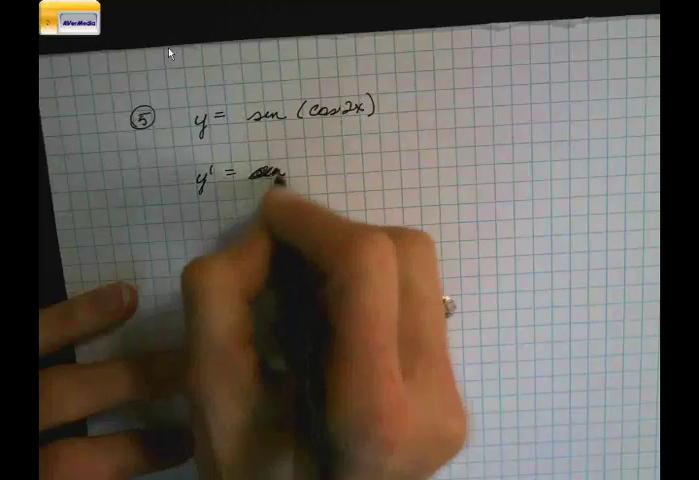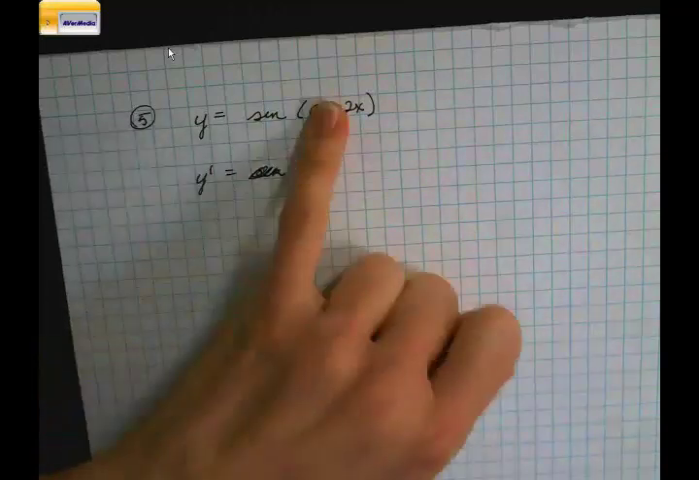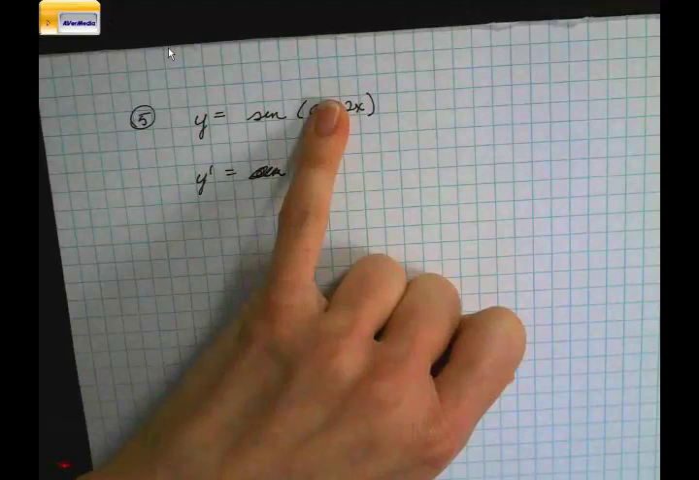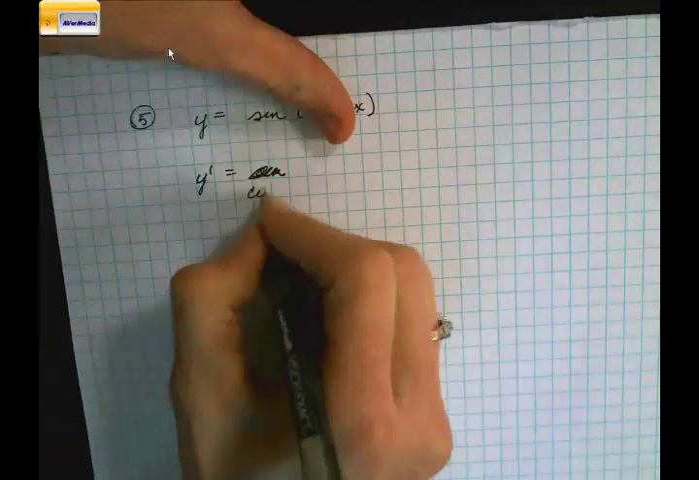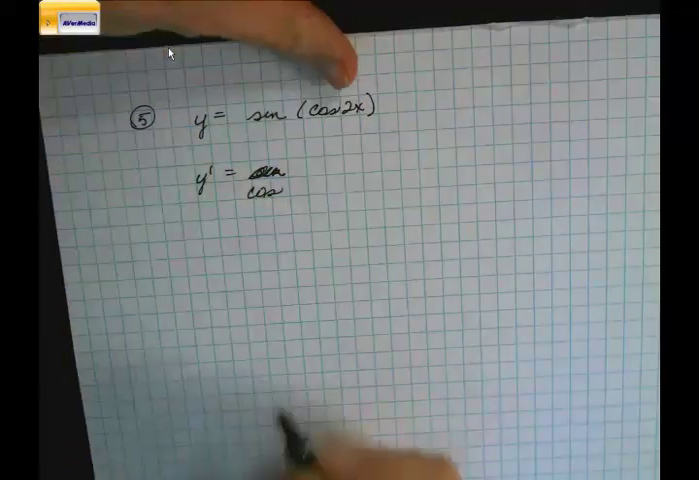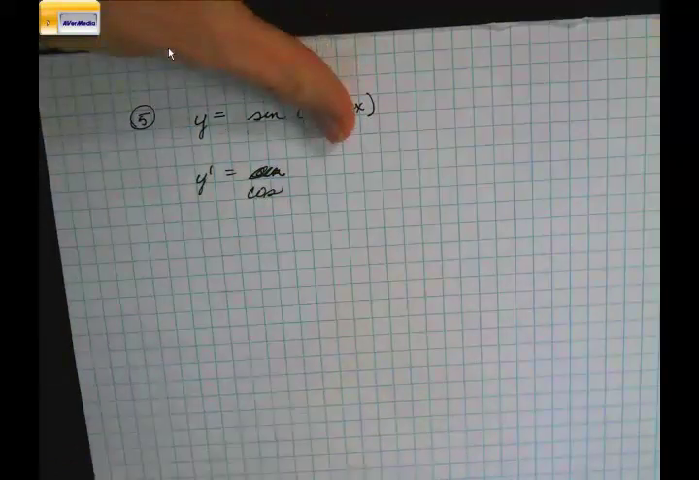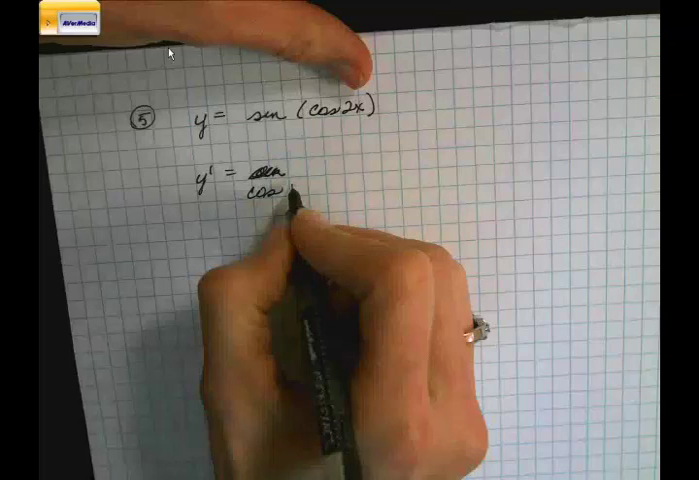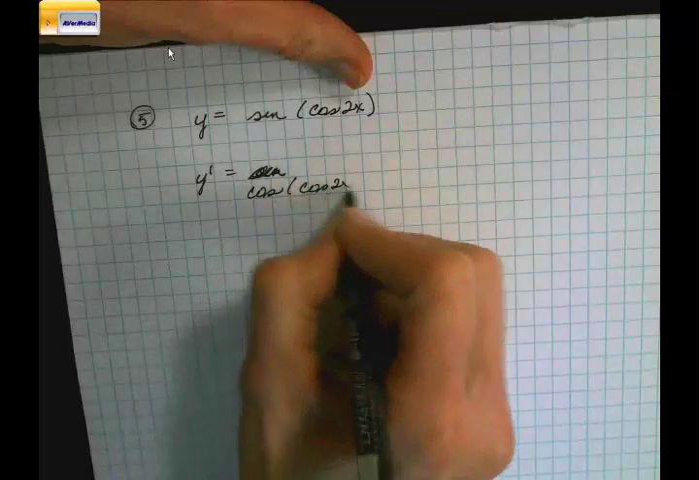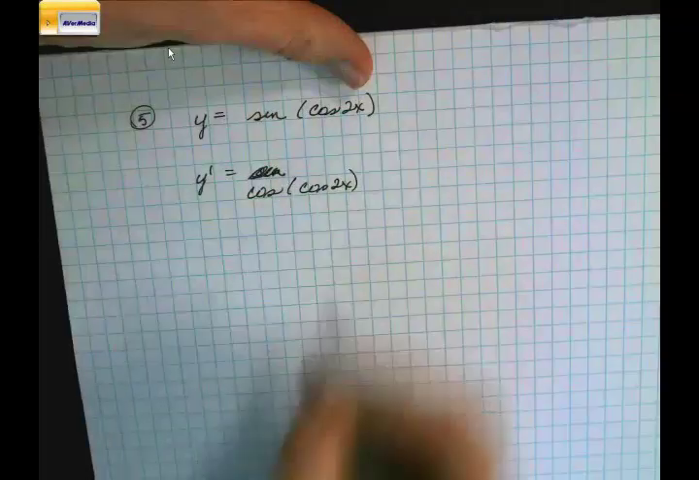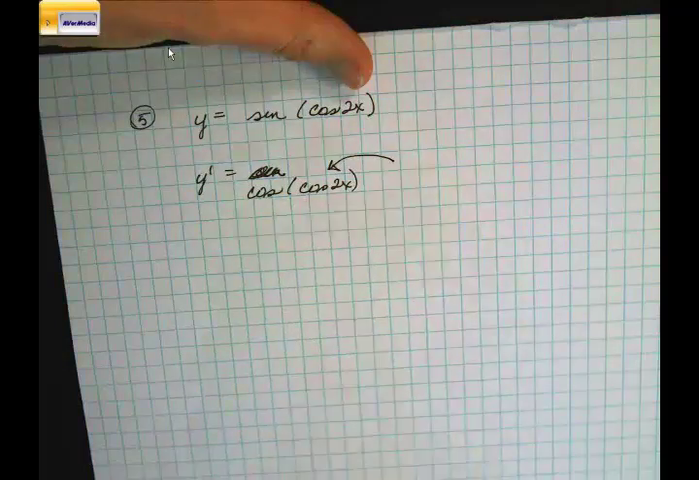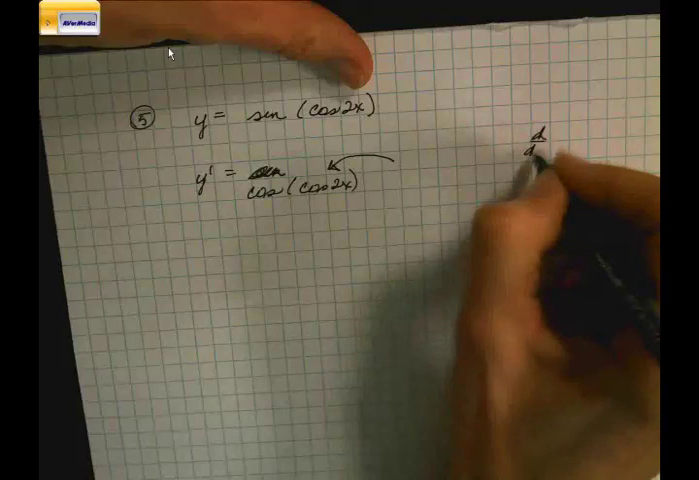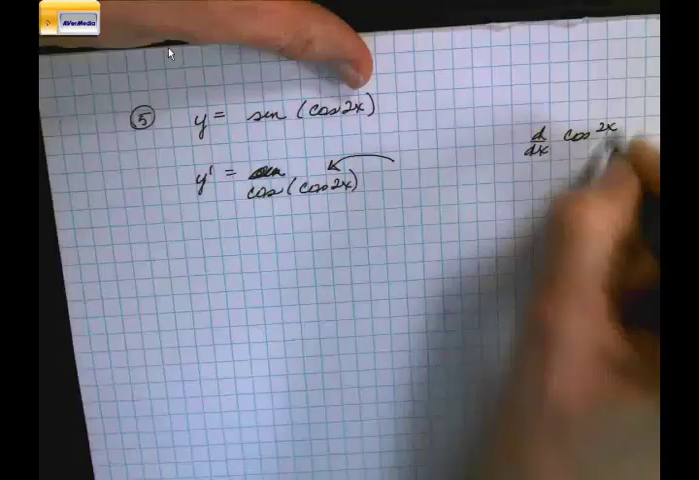No, it's not. Y prime, okay, the derivative of sine theta is what? Cosine theta. So y prime is cosine theta, but the theta is all that mess underneath my finger. Y prime is cosine theta, but theta is everything underneath my finger. Then I got to take the derivative of that cosine 2x, right? So if I'm taking d dx of cosine 2x, what does that equal?